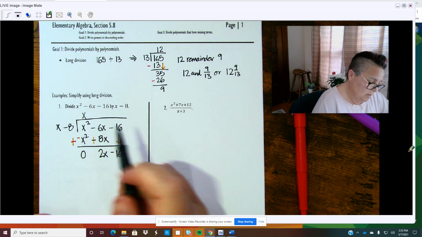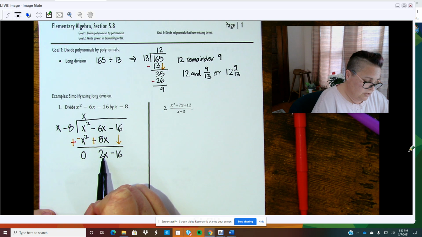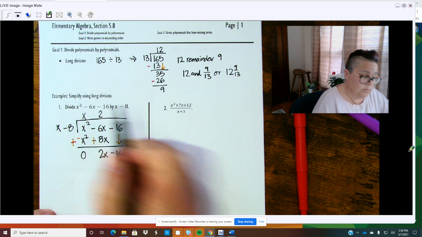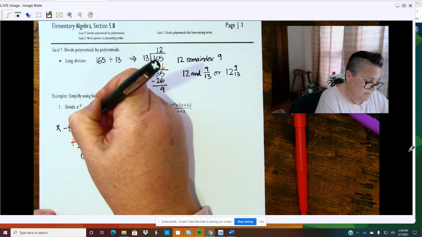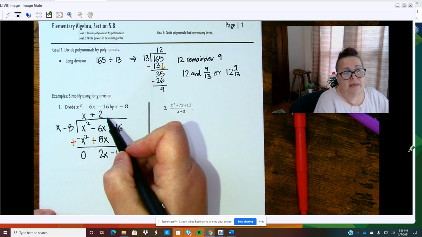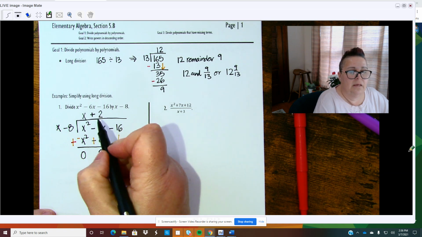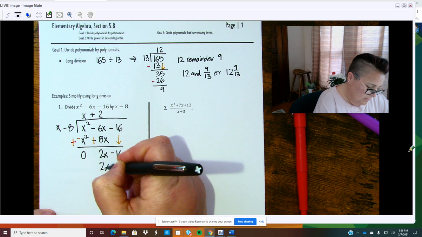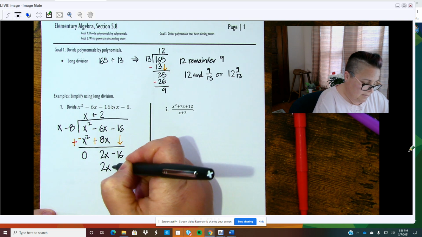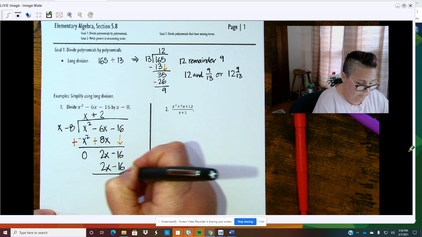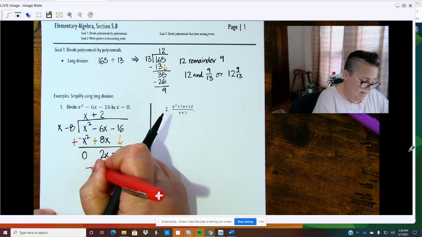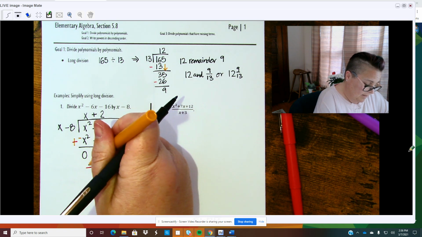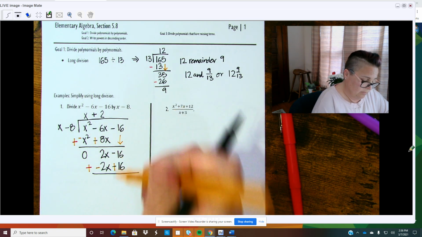All right. Now, x goes into 2x 2 times. 2x divided by x would be a 2. It would be a positive 2. Once I know what that is, then I will multiply back. 2 times x is 2x. 2 times a negative 8 is a minus 16. I want to subtract that entire row, which is the same as adding the opposite of each term.